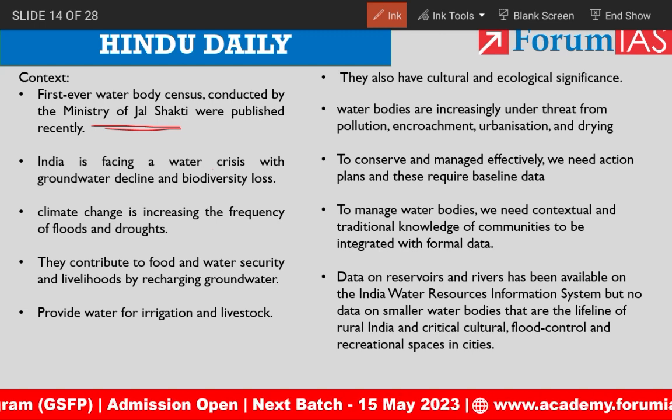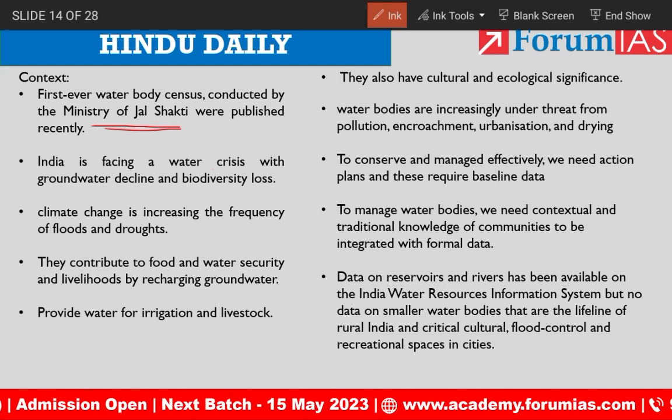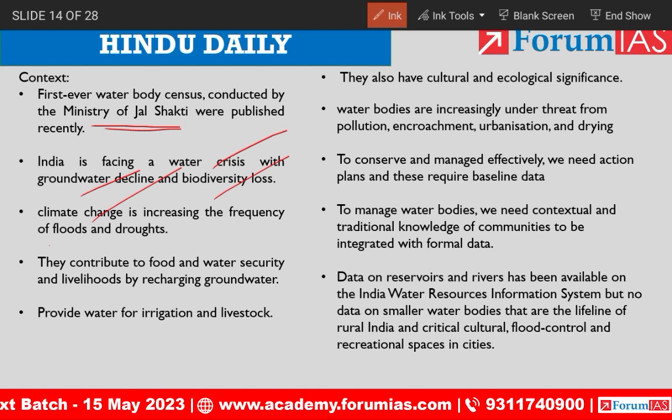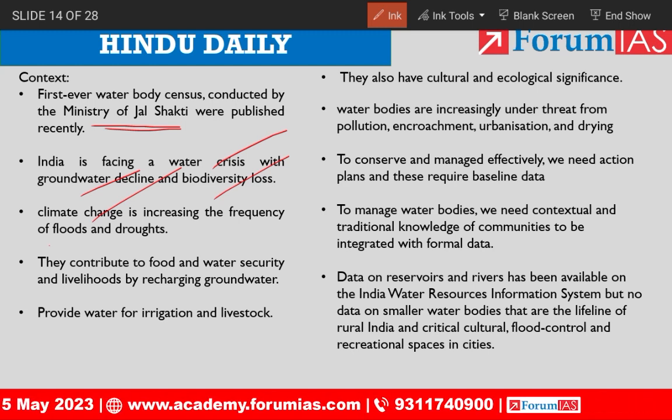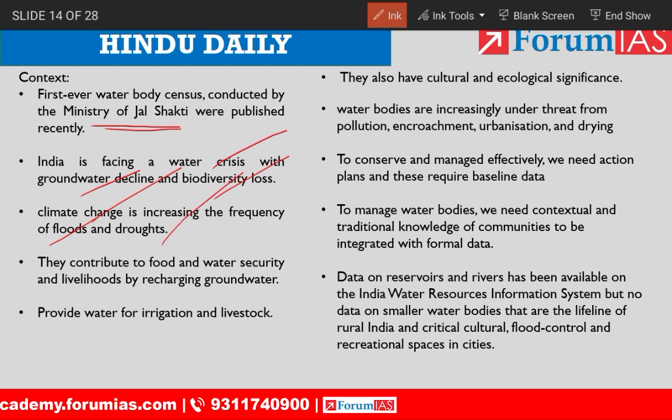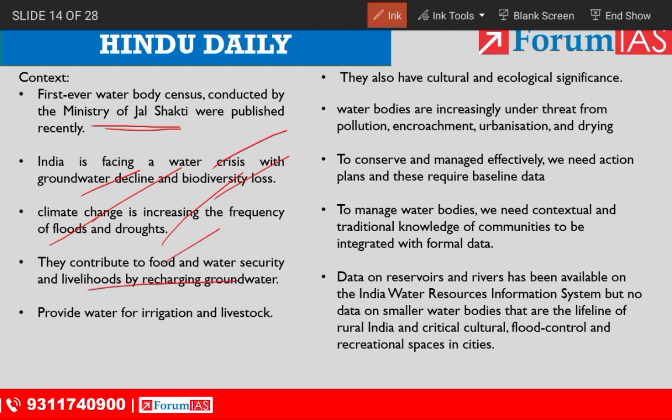There's groundwater decline and biodiversity loss. Climate change is increasing the frequency of floods, and at the same time droughts are also increasing. So what is the use of water bodies? Food and water security, and they also support livelihoods by recharging groundwater, and they provide water for irrigation. And if you have cattle, pets and other livestock, they also give them water, and they have cultural and ecological significance also.